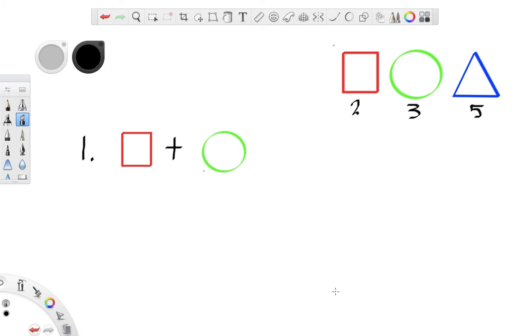So our first question is going to be the red square plus the green circle. So we know that the red square represents the number 2, or stands for the number 2, and we know that the green circle represents or stands for the number 3. And we were adding those together, so we'll put an add. And then we just have 2 plus 3, which is equal to 5.